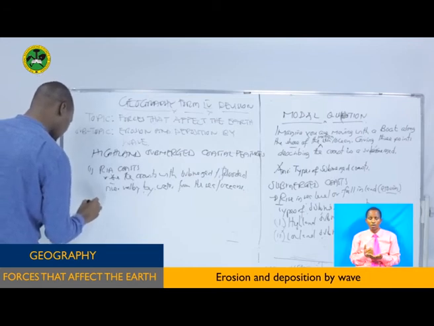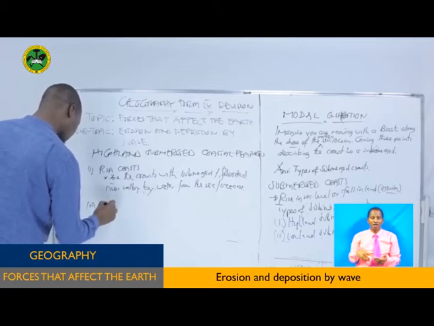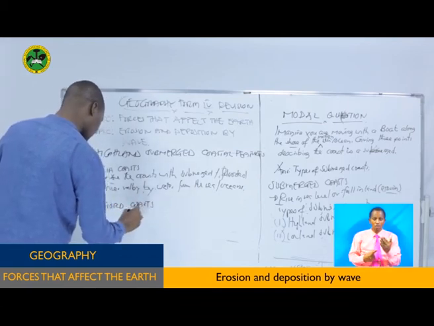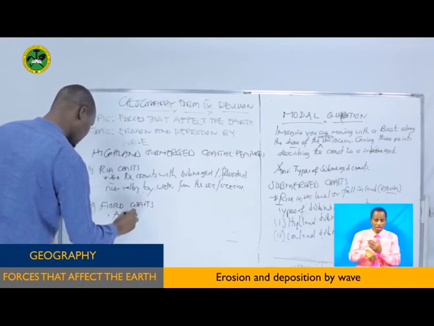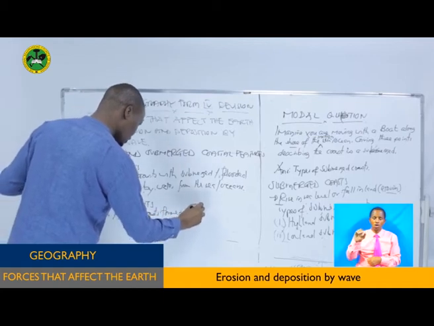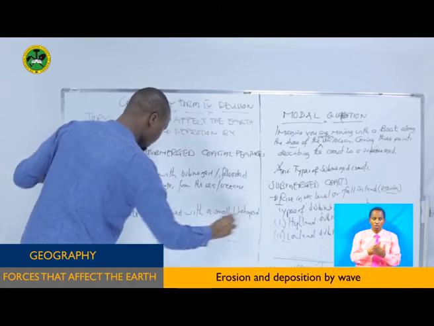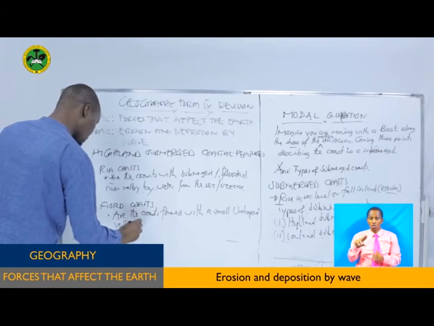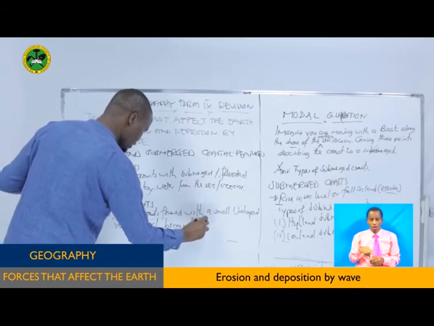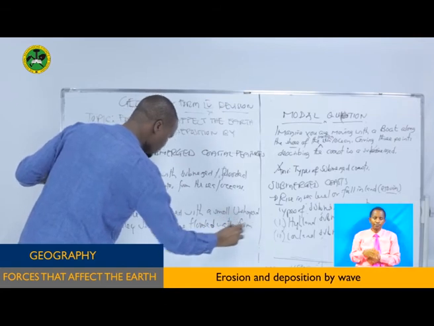Then we have the second one, the fiord coast. The fiord coast means a coast formed with a small U-shaped valley which becomes flooded by water from the sea.